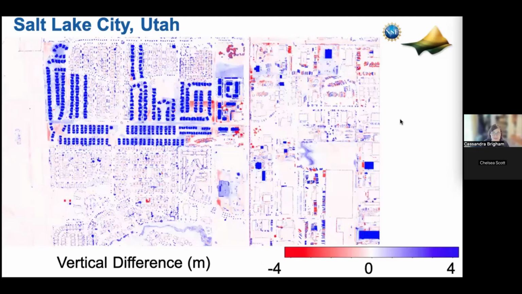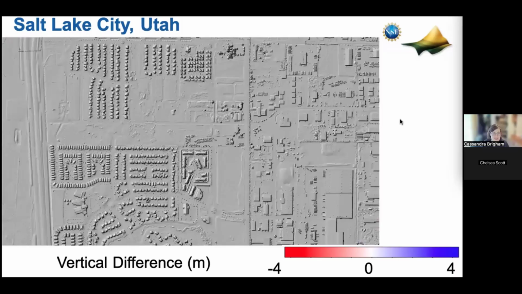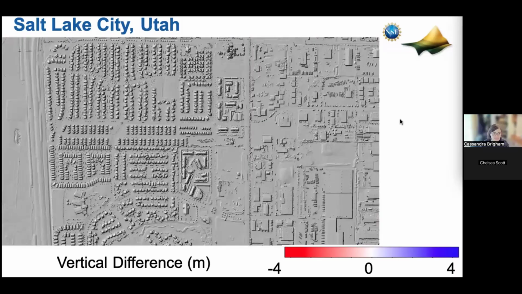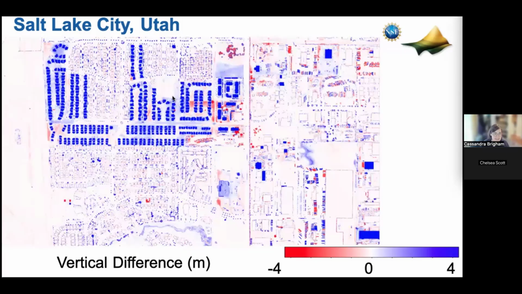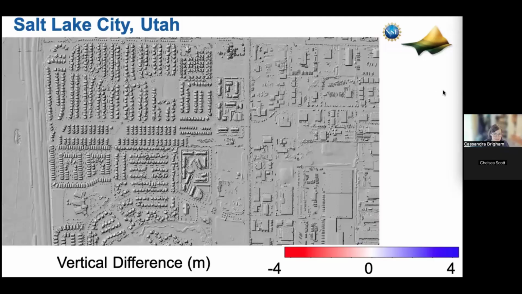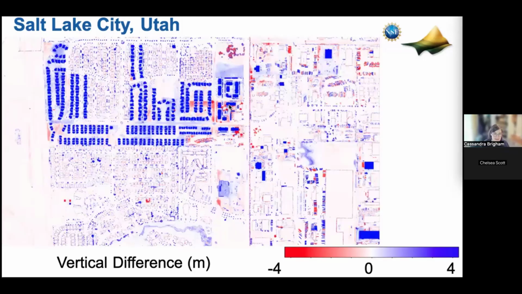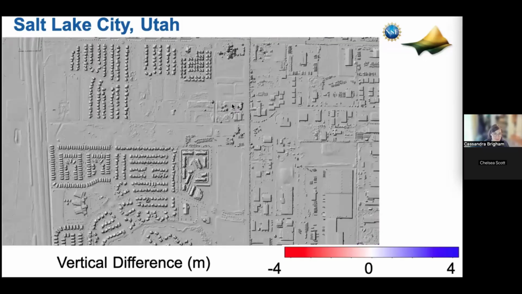Differencing also reveals change in the built environment. So these are 2 DSMs taken in Salt Lake City in Utah. We can see buildings that have been constructed. And so the blue rectangles represent where those buildings have come up in the intervening time periods between the 2 captures.